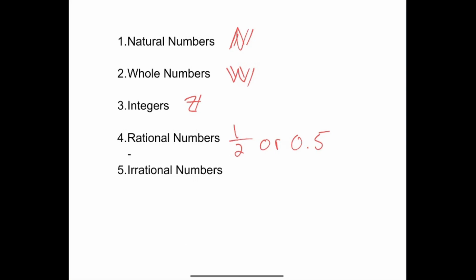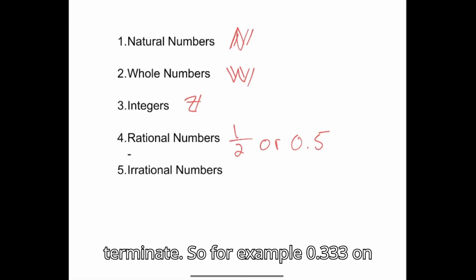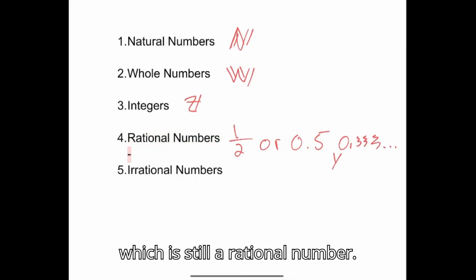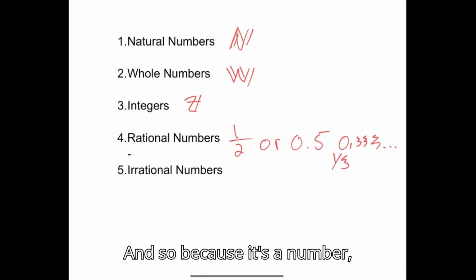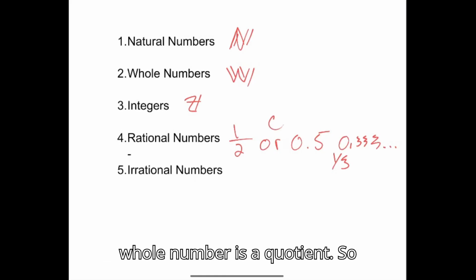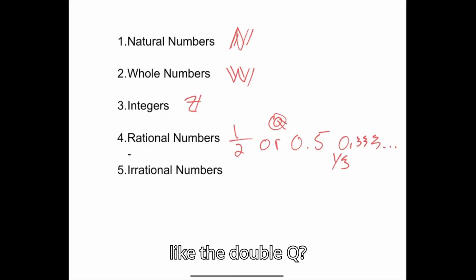And the decimals don't have to terminate. So for example, 0.333 on forever is just equal to 1/3, which is still a rational number. Because it's a whole number divided by another whole number, it is a quotient. So the symbol we use is Q, like a double Q.